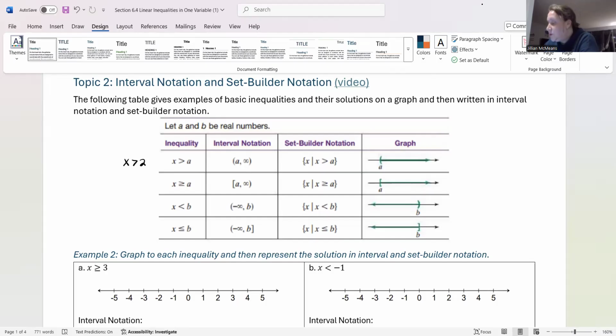So if I were going to graph this, I would draw a number line. I would figure out where my endpoint is. I would use a rounded bracket, and then I would shade to the right.